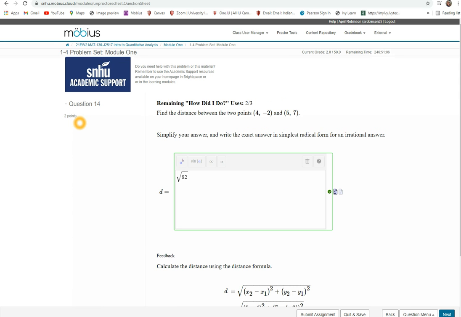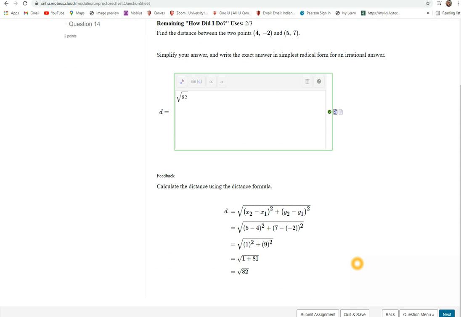And it did good. And then of course down here it says calculate the distance using the distance formula. So this is a formula. You might want to make yourself a little formula sheet and write this down so that when you get to your exams, you'll have it handy if you need it. All right, and that was number 14.